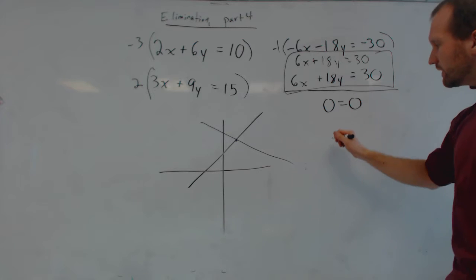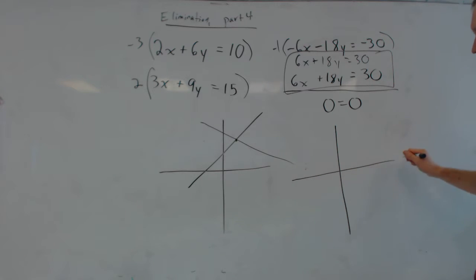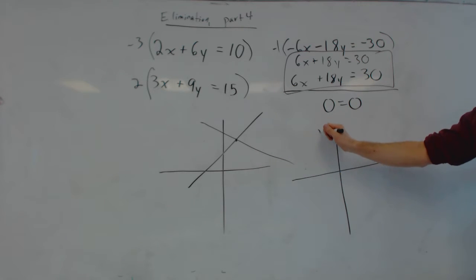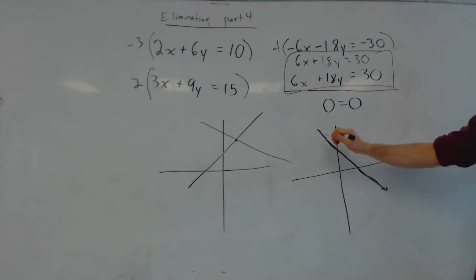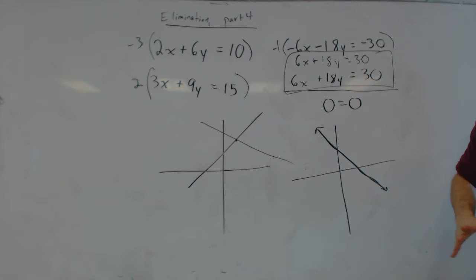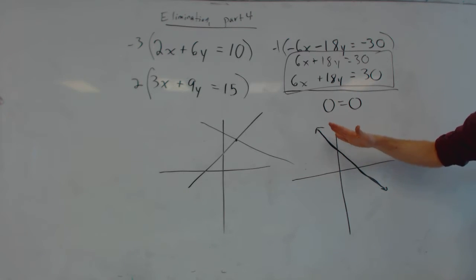Right. What I really have is 2 lines on the same line. What I really have here is 2 lines that are really the same line. I just have 2 equations for the same line. So there are infinite solutions because those lines meet everywhere. They're the same.